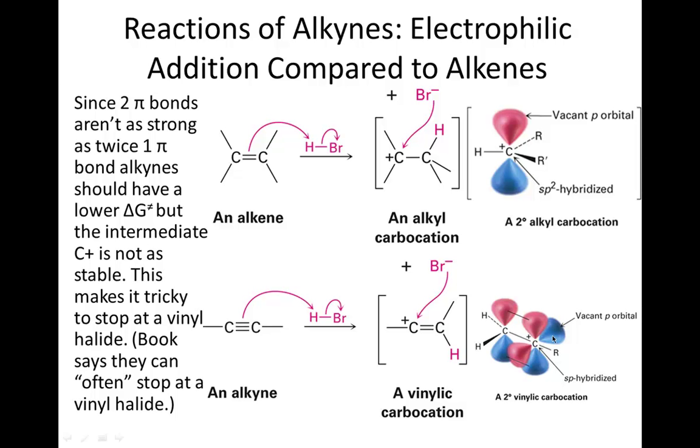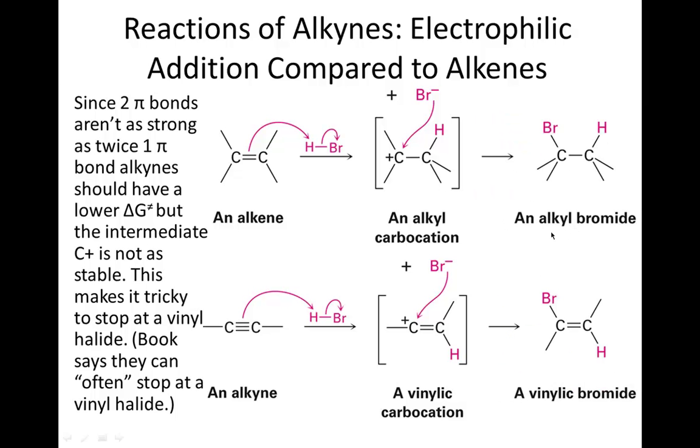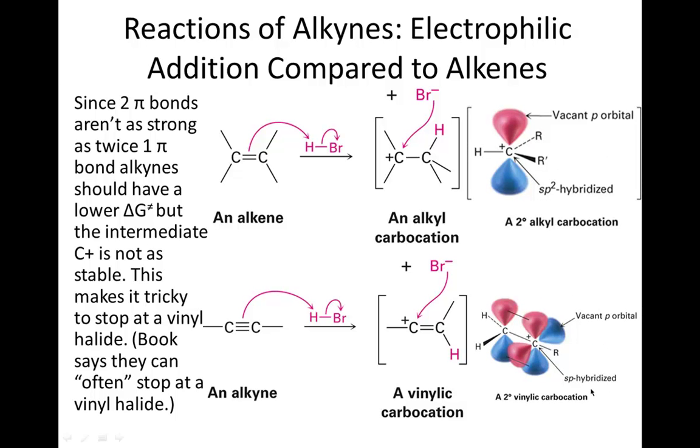So the hyperconjugation orbital is not quite as easily stabilized as the one on the alkene that turns into an alkyl carbocation. So the products are different. Also, we have an alkyl bromide versus a vinyl bromide. And so hopefully these pictures can help a little bit.